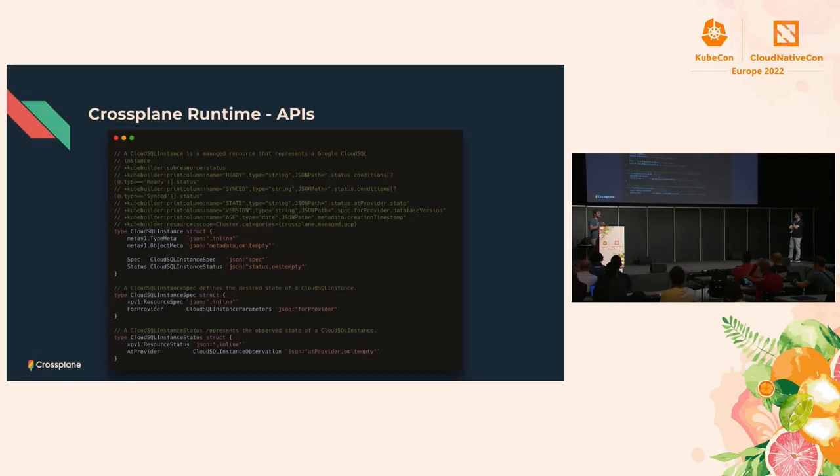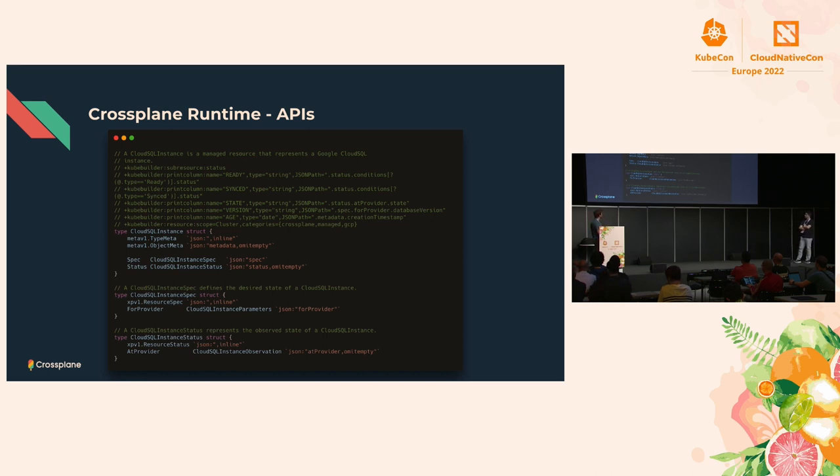So all these XRM features, as I said in the beginning, we have a framework composed of a runtime, code generation, and some scaffolding, so that you only have to rewrite the cloud provider specific stuff, right? For example, this is a usual GCP Cloud SQL instance CRD. Here you see we have an inline xpv1 resource spec that comes from Crossplane Runtime, and it has the standard fields.